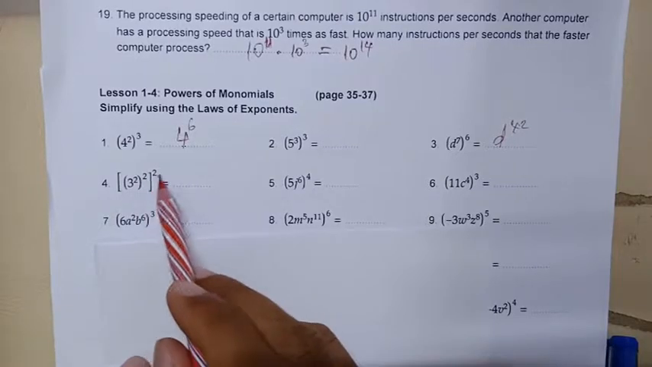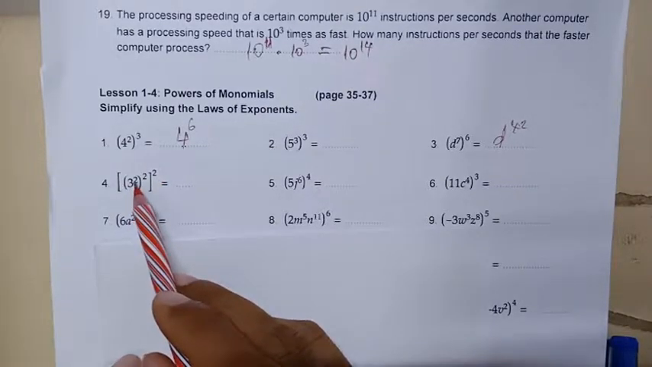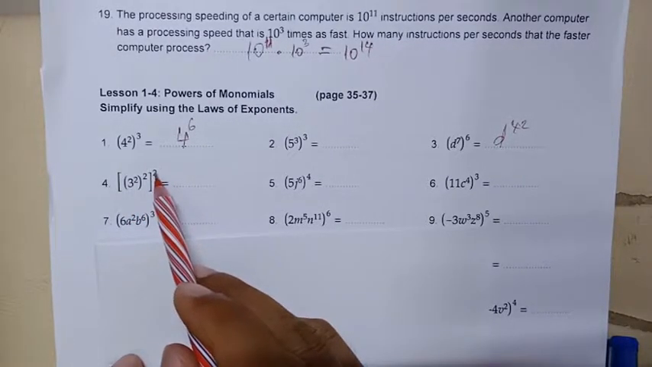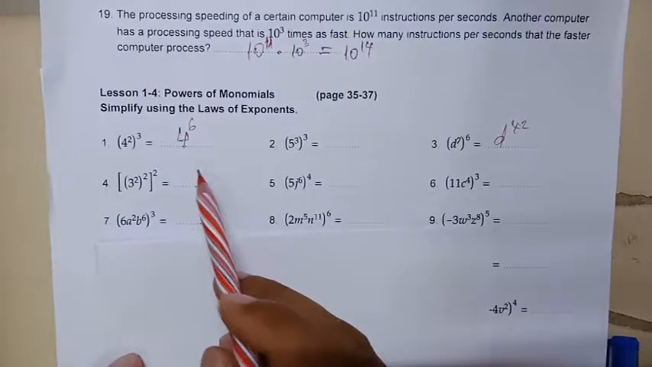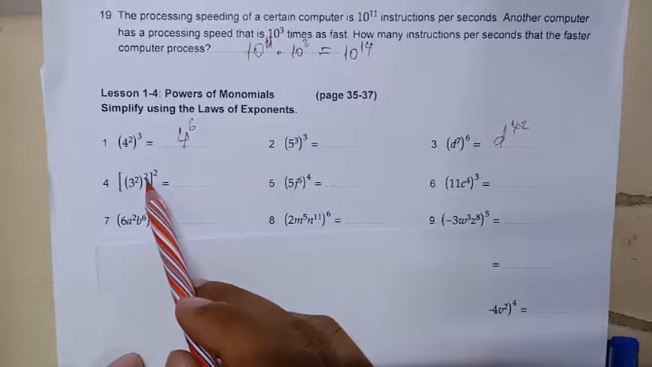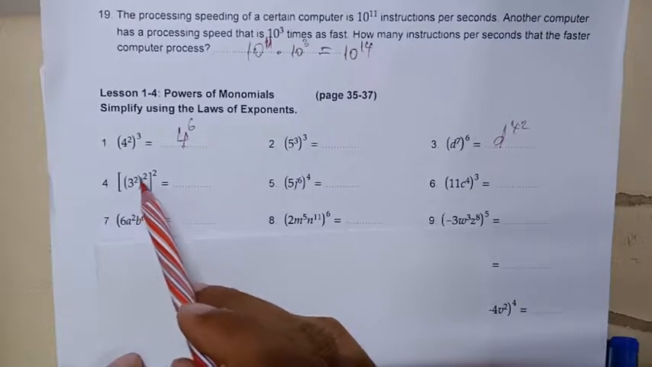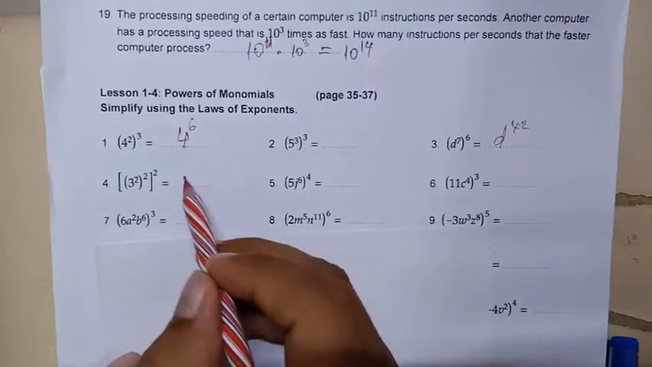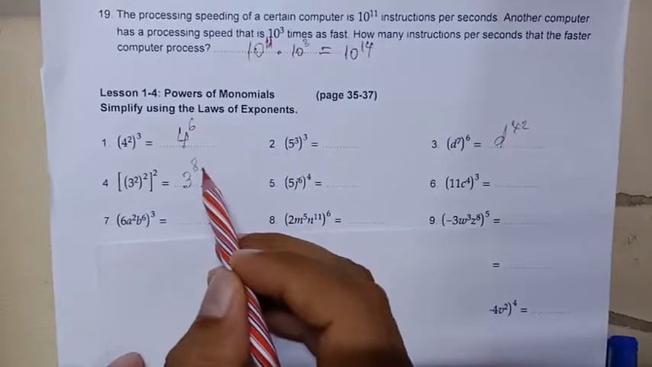This one you have a triple exponent, 3 raised to 2, raised to 2, and 2 again. So the same principle, you multiply the exponents together. So 2 times 2 is 4, 4 times 2 is 8. So 3 raised to 8.